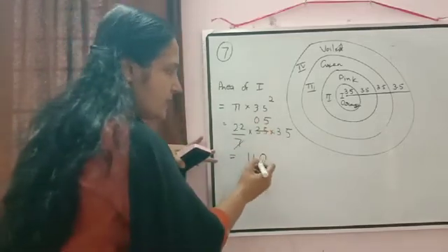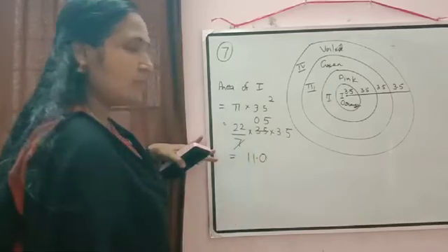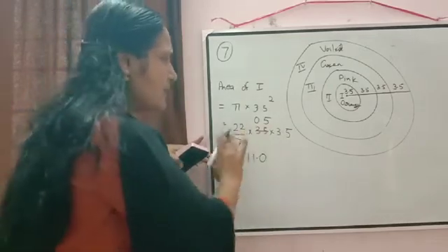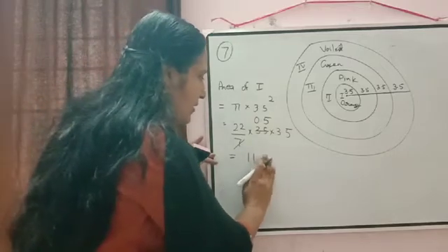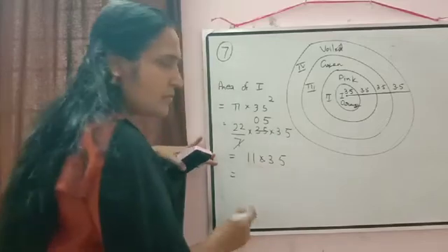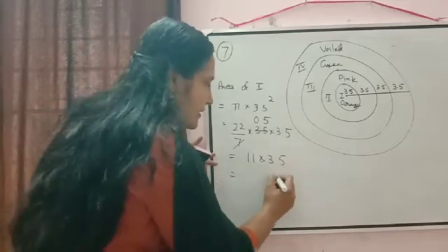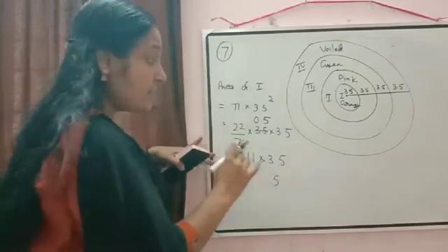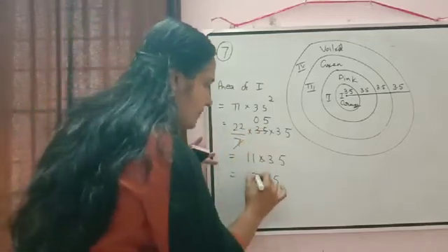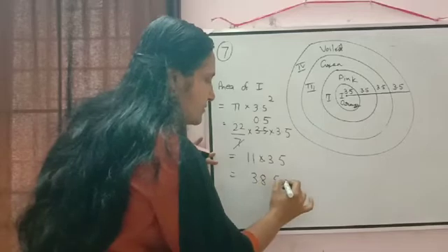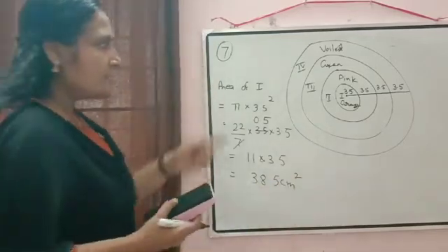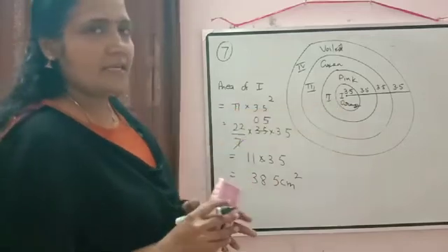Now after one digit we have to put a decimal sign. After the decimal sign, 0 is not required there. So the answer is 11. So we have now 11 into 3.5, so that directly we can do. 11 5s are 55. Carry over 5. 11 3s are 33, plus 5 is 38. So the answer is 38.5 centimeter square. This is the area of the first region.